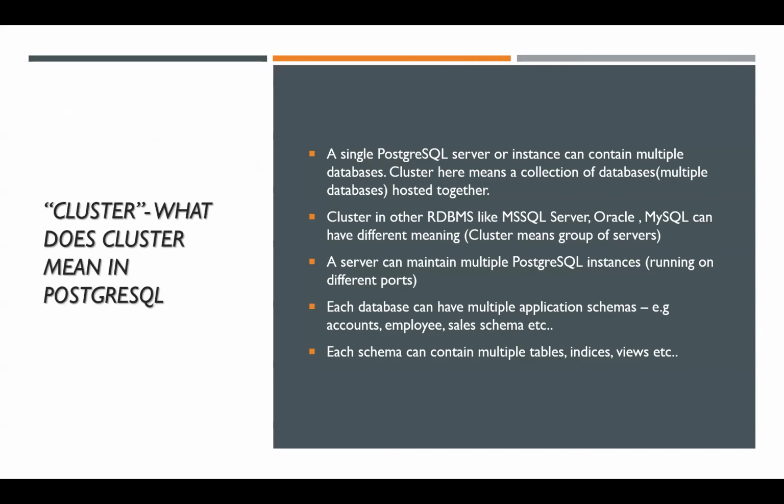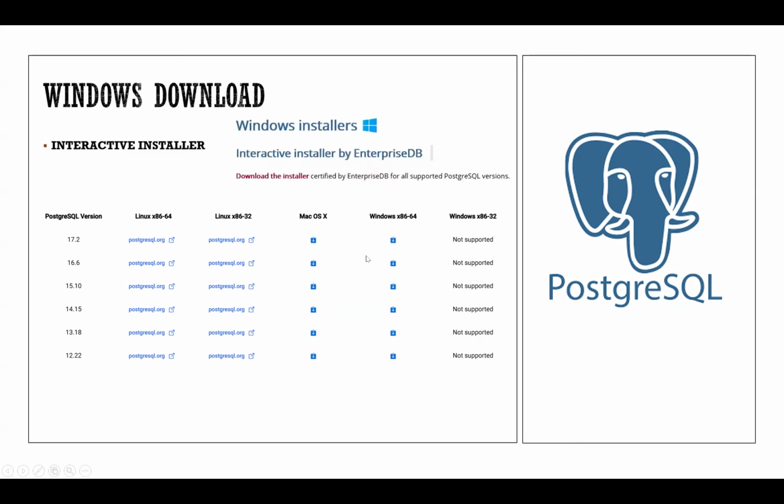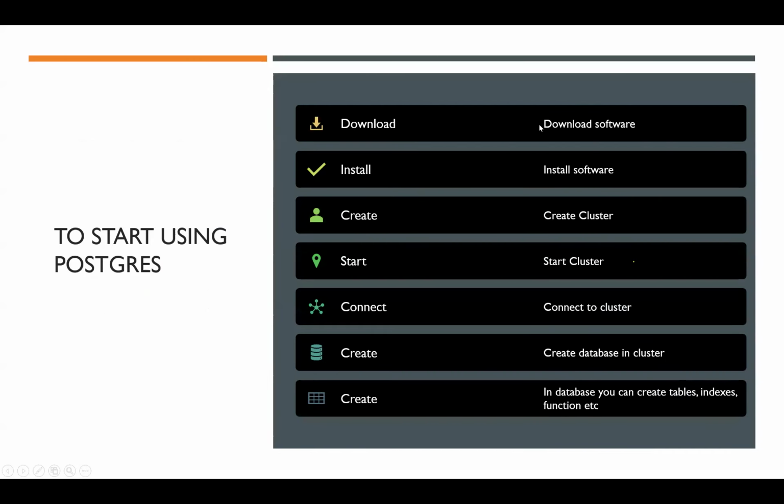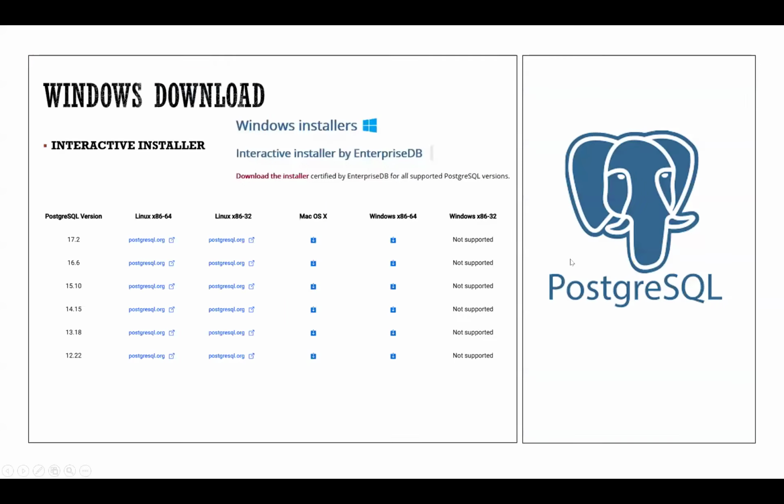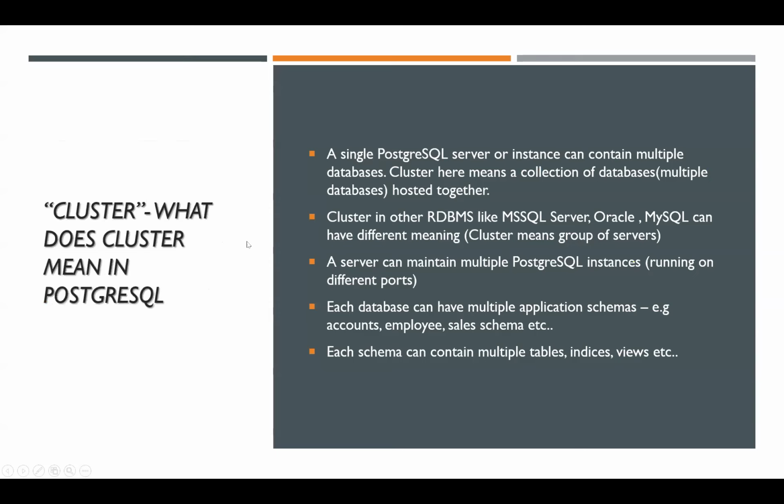Now, see, you may already have a small doubt. We know we download the software and install the product. Now the biggest confusion for many people is creating a cluster. A single PostgreSQL server or instance can contain multiple databases. Cluster here means a collection of databases. Very simple. Cluster is nothing but a collection of databases.